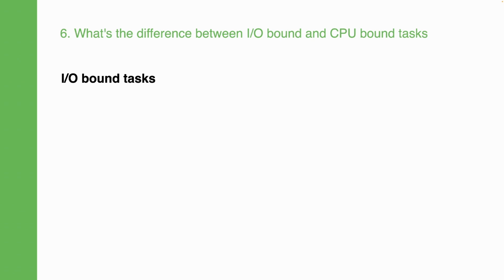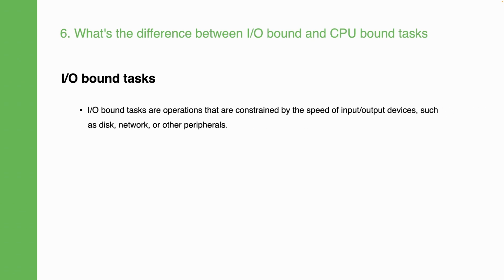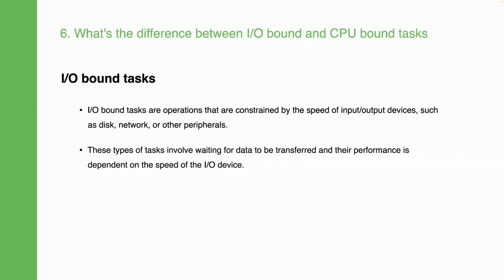Let's start with the I/O-bound tasks. They are operations limited by the speed of input and output devices, such as disks, networks, and other peripherals. These tasks involve waiting for data transfer, so their performance depends on how fast the I/O device can handle that transfer.